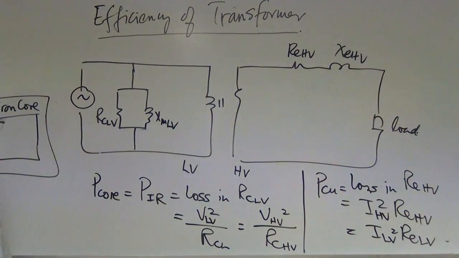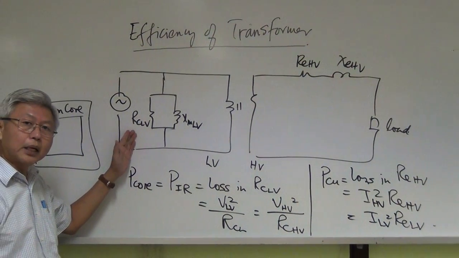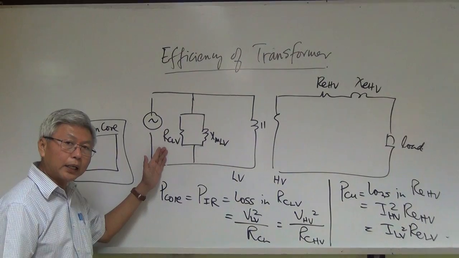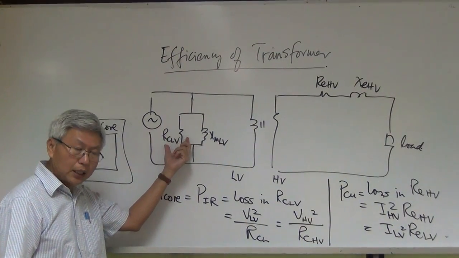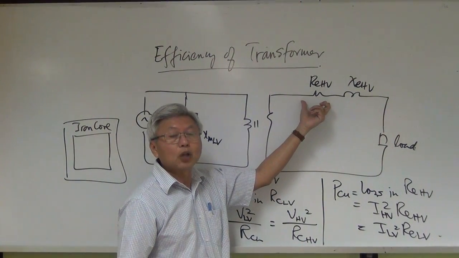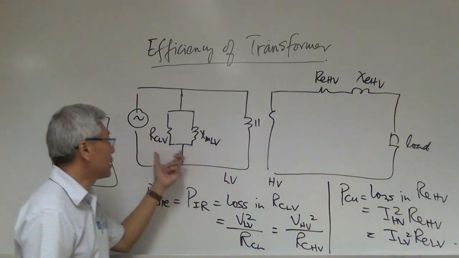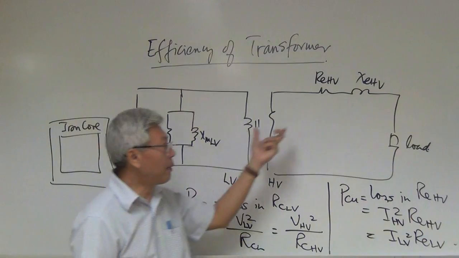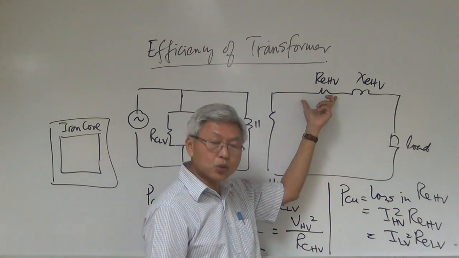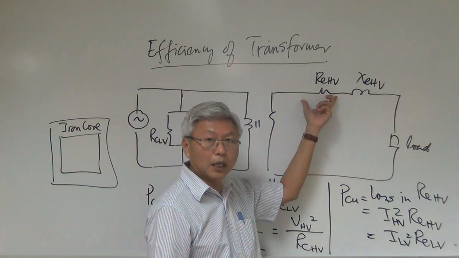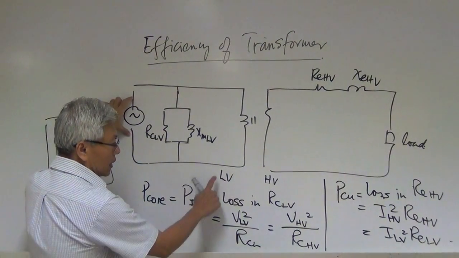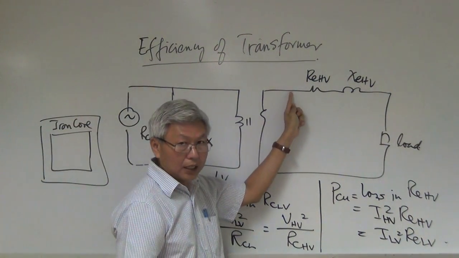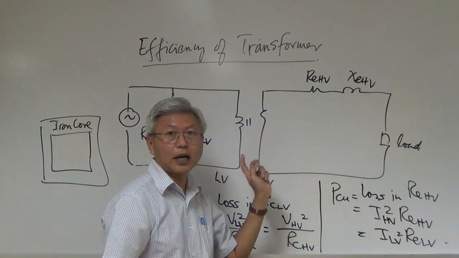Okay, let's pause for a while. In a transformer, how many types of losses do we want to calculate? Two. What are they? Core loss power and the copper loss. Which formula is best to find the core loss? V squared over R. Which formula is best to find the copper loss? I squared R. Yeah? Now this V, because it's low voltage, so it's VLV. And which I is this? IHV, because this is my high voltage side.